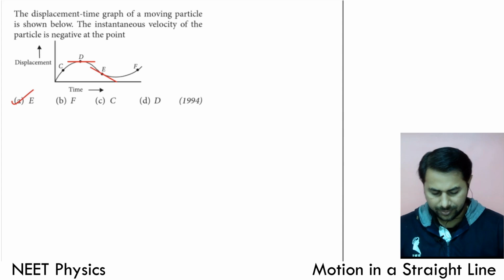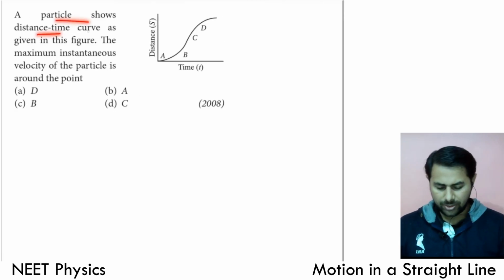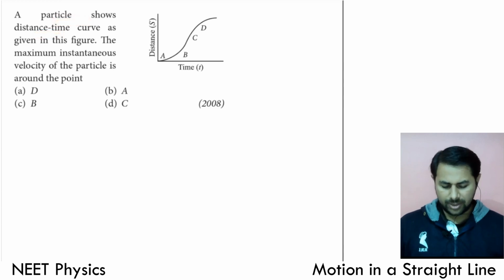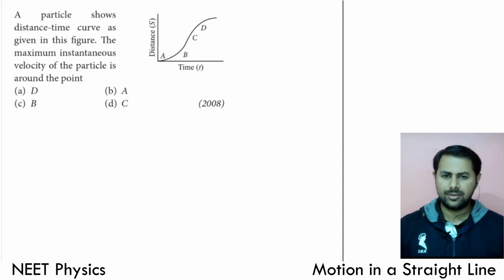All right, let's see the next one. A particle shows a distance time curve as given in this figure. The maximum instantaneous velocity of the particle is around the point. Tell me.